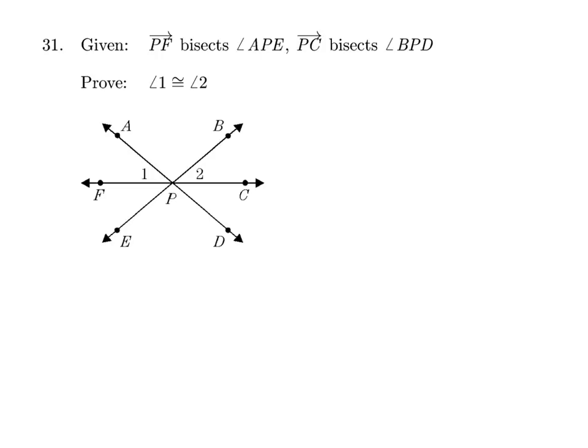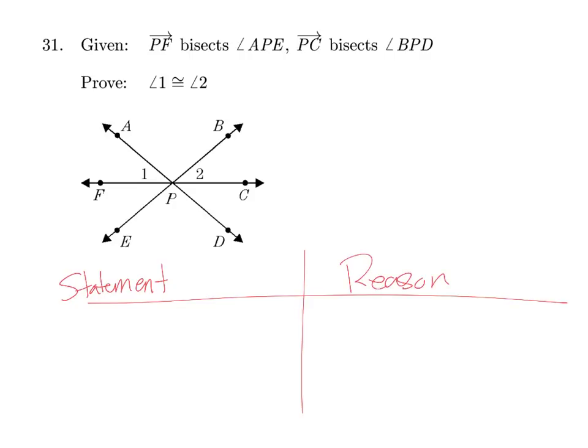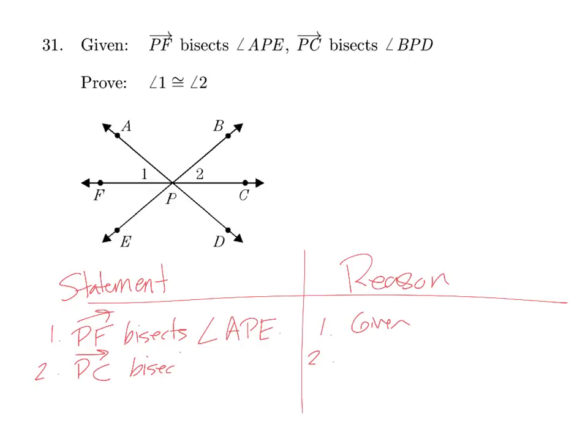Alright, we have another proof here. So I'm going to put it on the bottom here. Statement. And the reason. Alright, so one, they tell you PF bisects angle APE. Alright, that is given. Then I have PC bisects angle BPD. And that's given.